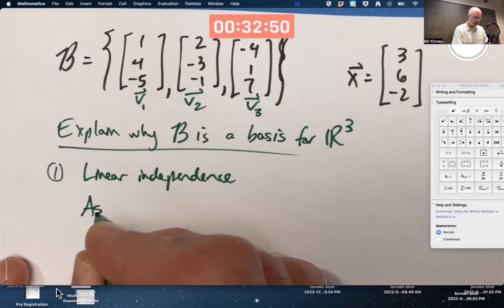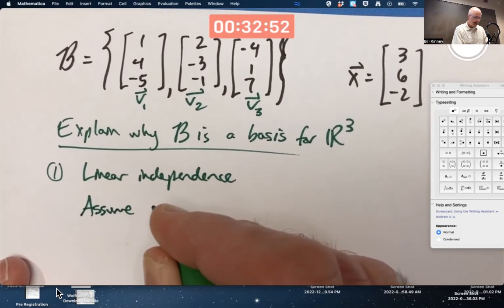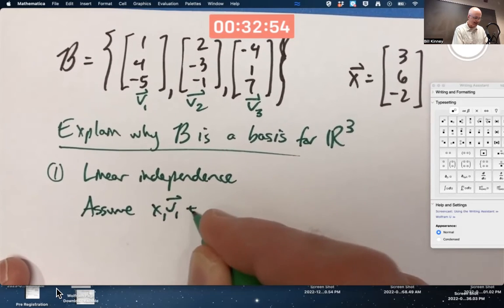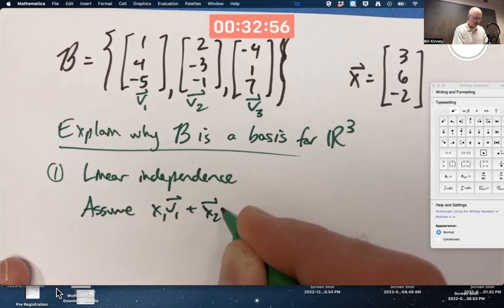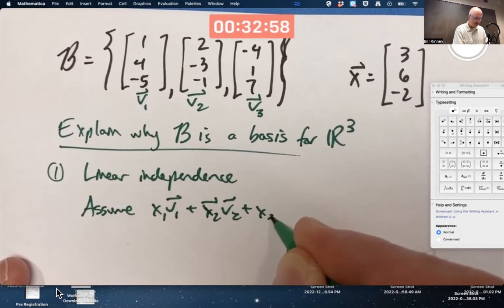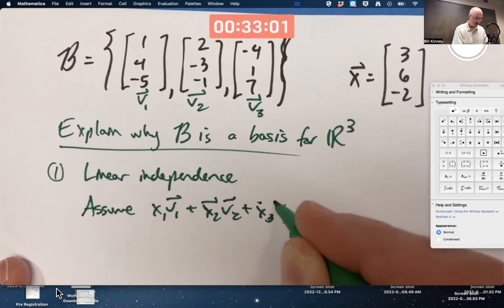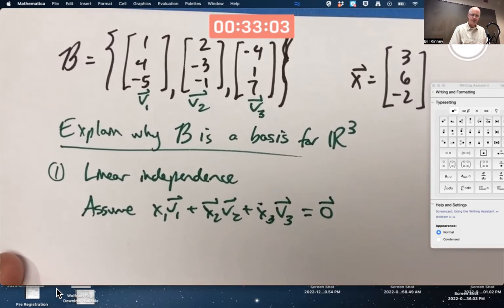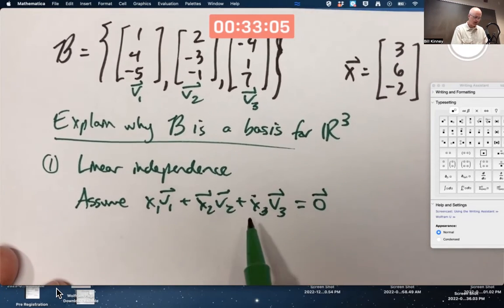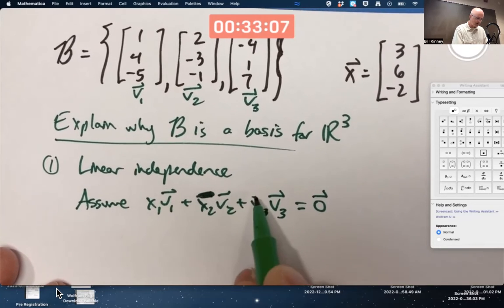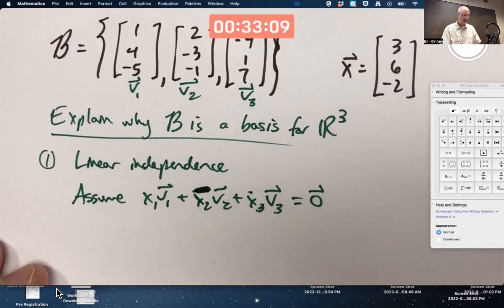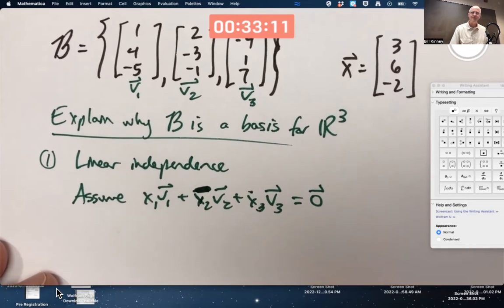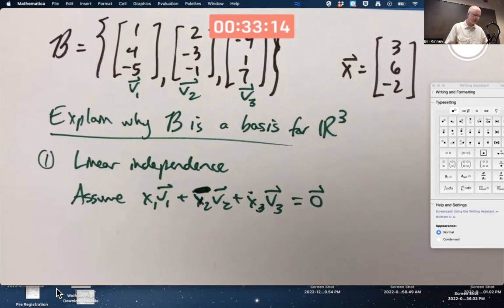Really, we need to assume x1 times v1 plus x2 times v2 plus x3 times v3 equals the 0 vector. I almost started to put a little arrow, oh, I did put one above that one. Okay, the x's are scalars, the v's are vectors. That's why it's a good idea to use little arrows above things to emphasize what's a vector and what's a scalar, if nothing else for yourself conceptually, so you don't misunderstand.